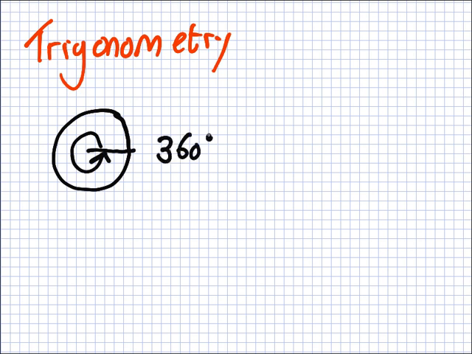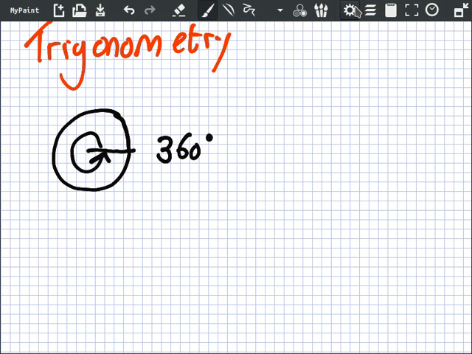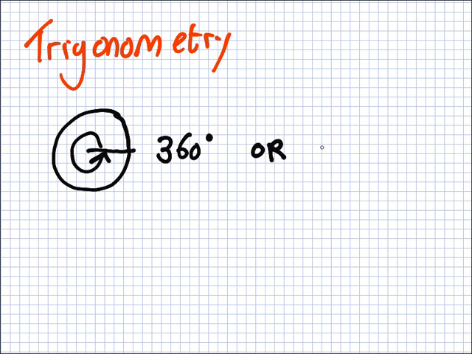Now, to get started, just a quick refresh here. We know when we are measuring angles for one full circle, we have 360 degrees. But there is another way to measure angles. We can use 360 degrees or 2 pi, what are those called? 2 pi radians, yeah.